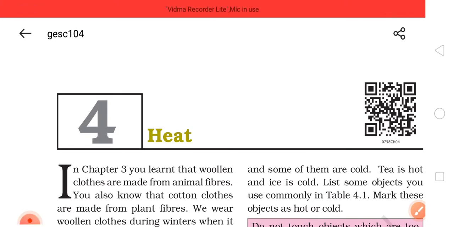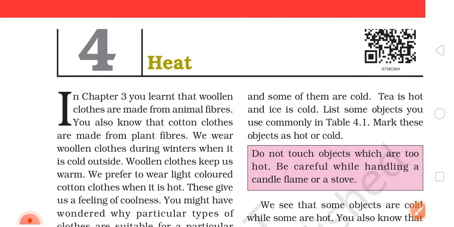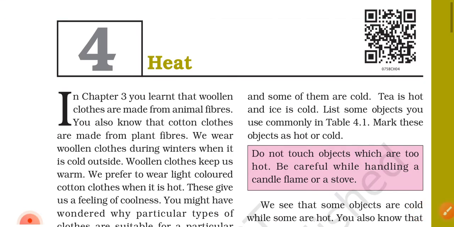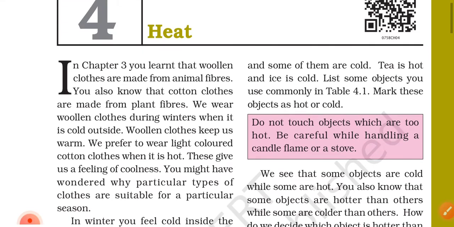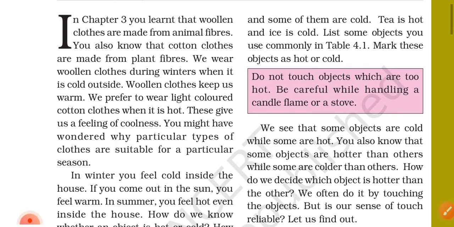In chapter 3, you learned that woolen clothes are made from animal fibers. You also know that cotton clothes are made from plant fiber. We wear woolen clothes during winter when it is cold outside. Woolen clothes keep us warm. We prefer to wear light colored cotton clothes when it is hot. These give us a feeling of coolness.